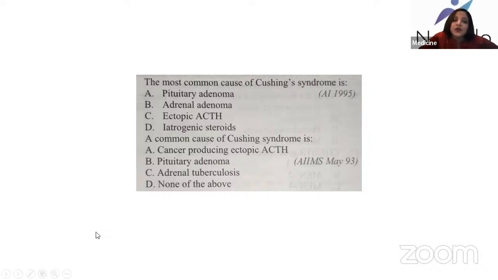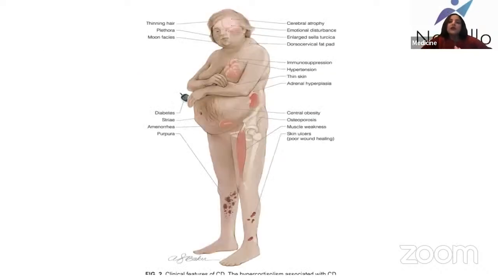But what about the next thing? The next question is the most common cause of Cushing syndrome, and you find that there is no iatrogenic steroids option. Then the second most common cause of Cushing syndrome is pituitary adenoma. So you cannot forget it. The most common cause is iatrogenic steroid, and the second most common cause is pituitary adenoma. But a very important thing: if the question asks the most common endogenous cause of Cushing syndrome, it is always pituitary adenoma. The most common exogenous cause is your iatrogenic steroids, which are given exogenously from outside into the body.